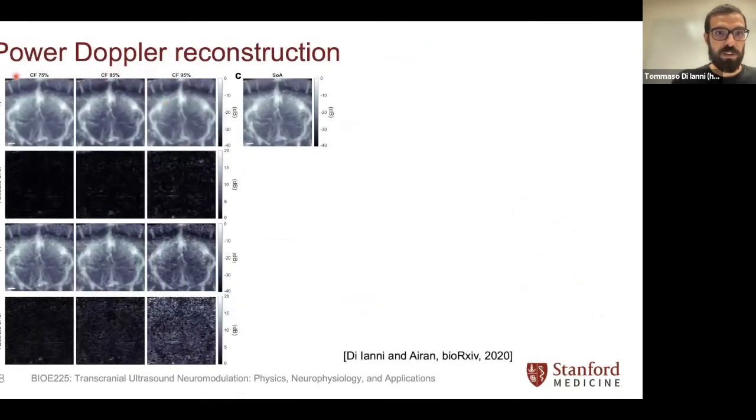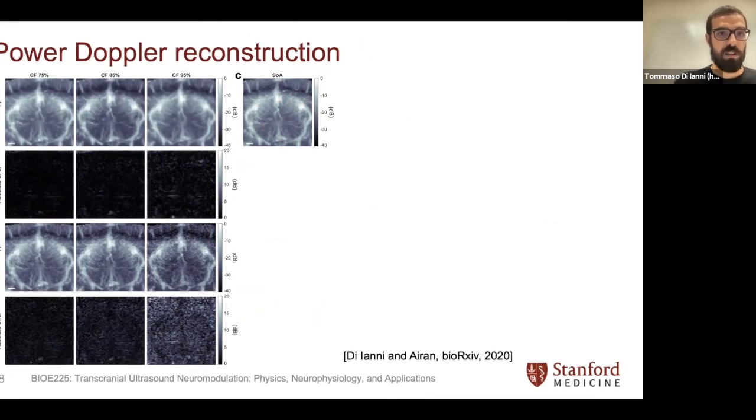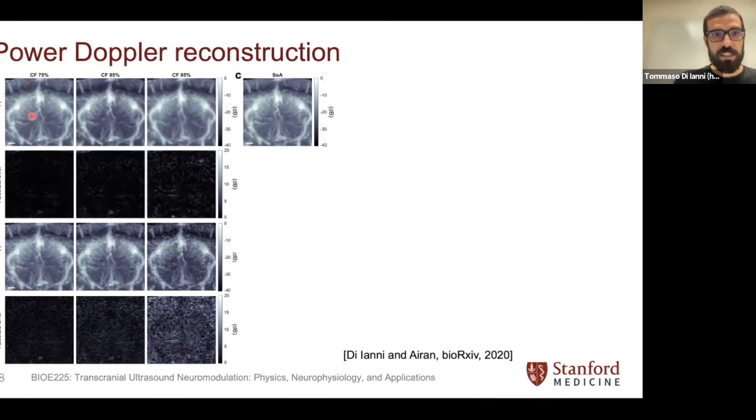So these are the reconstructed power Doppler frames. In this panel is the state of the art. This is the same frame that we looked at before, where we have the cortex wrapping around and subcortical regions. This is reconstructed with the conventional processing with a full sequence of 250 compound frames. And this is using the deep learning reconstruction using less and less data as we go from left to right.